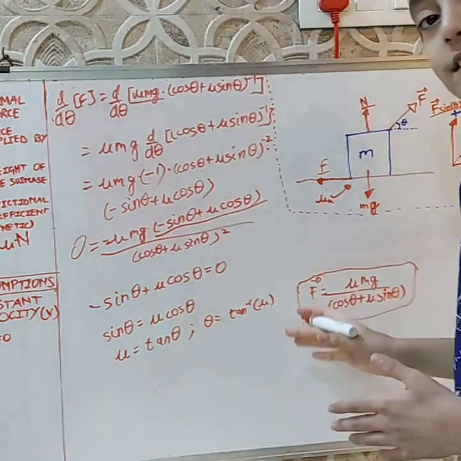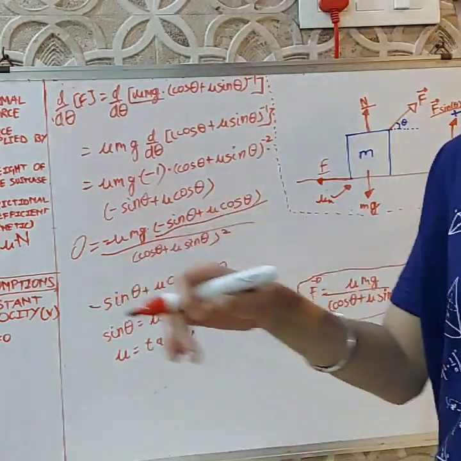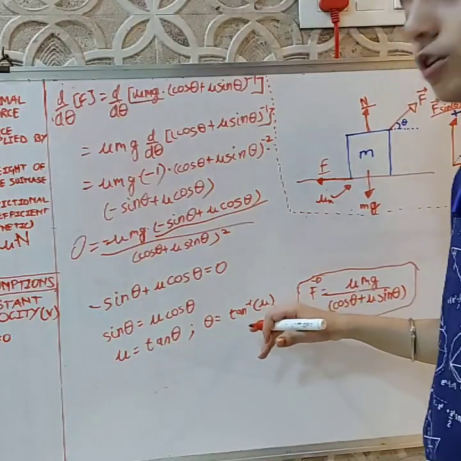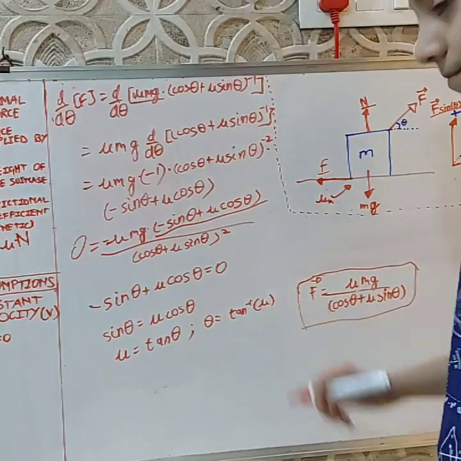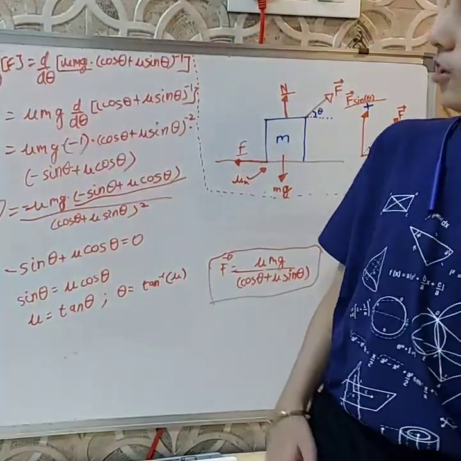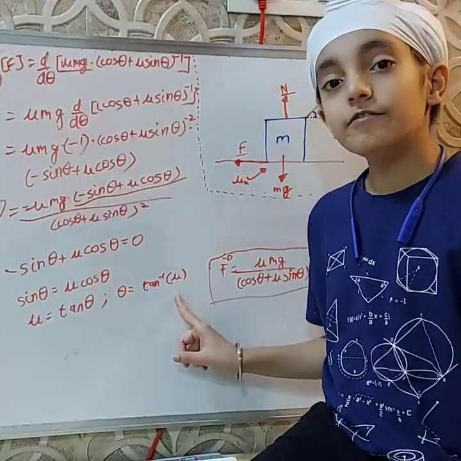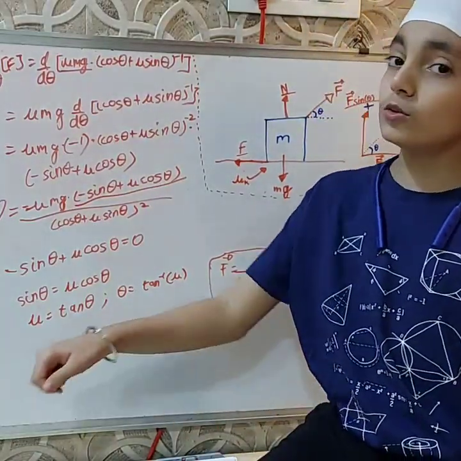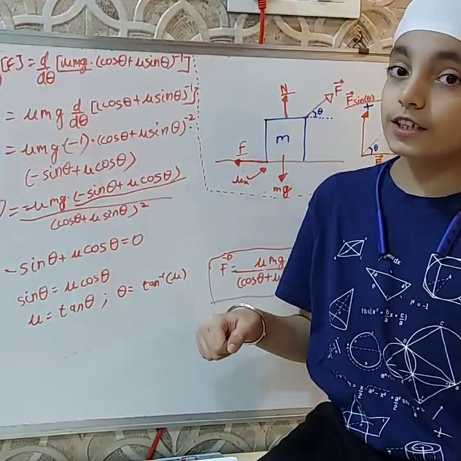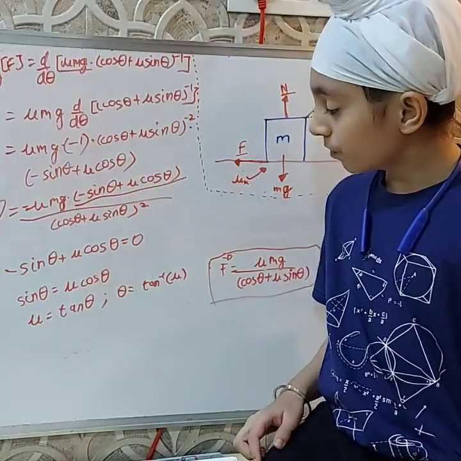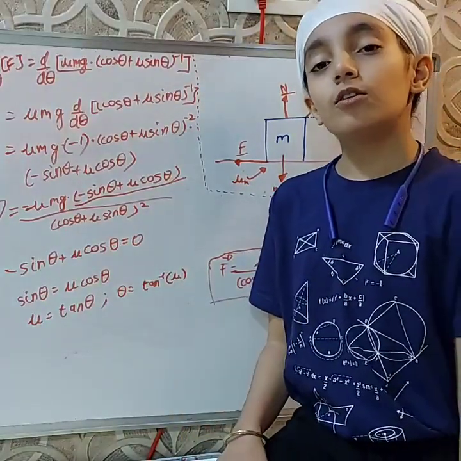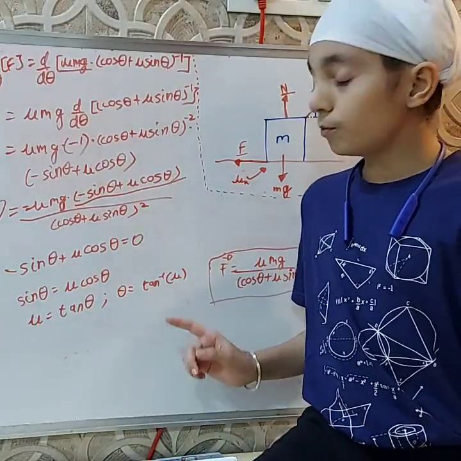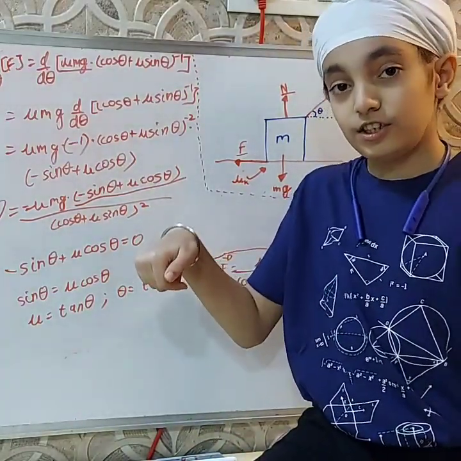So as you can see, the angle at which I pull the suitcase depends directly on the frictional coefficient. So for example, if the kinetic frictional coefficient mu was 1, I would have to pull the suitcase at an angle of 45 degrees to minimize my effort. Let's say now the surface was rougher and mu was 1.7. Then I would have to pull the suitcase at an angle of 60 degrees.